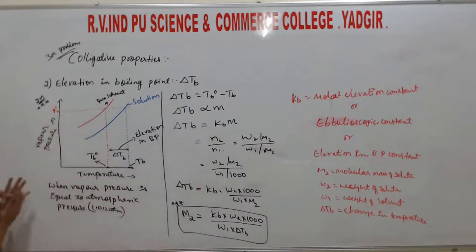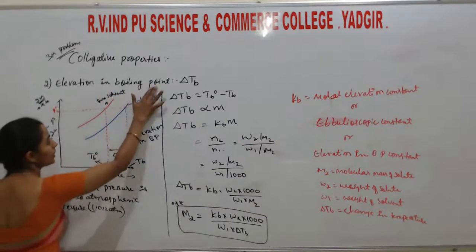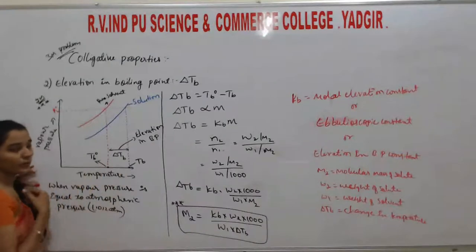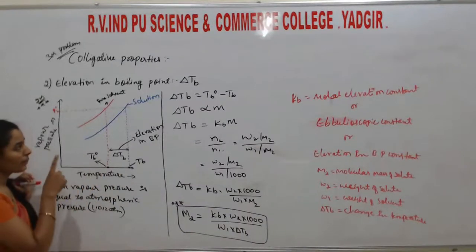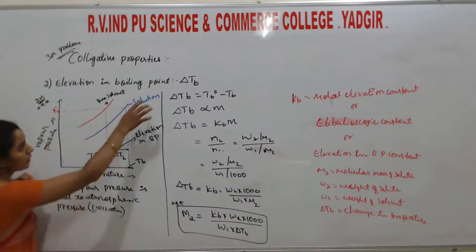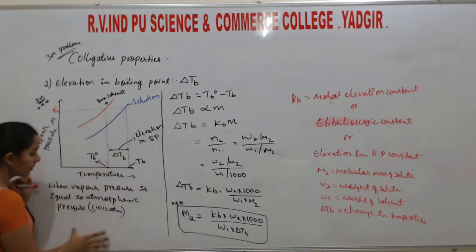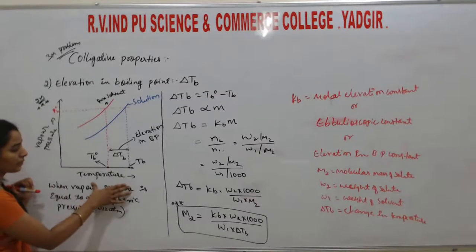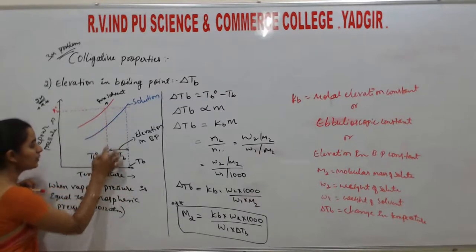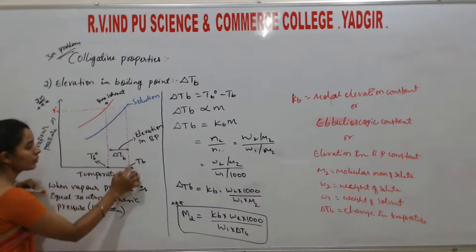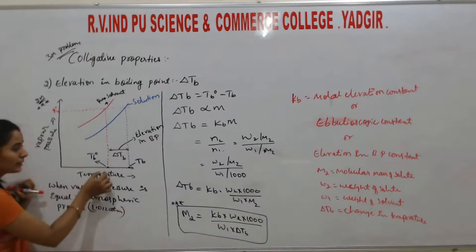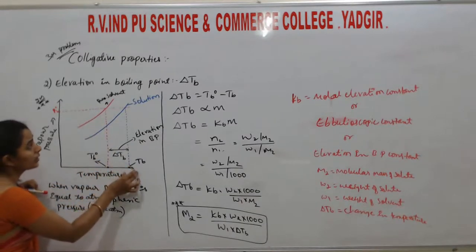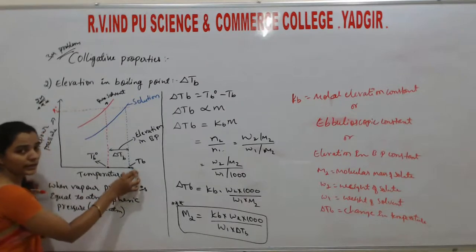Okay students, I'll explain once again. Elevation in boiling point means the increase in the temperature of the boiling point of the solution compared to the solvent, that is called delta Tb. This is the graph that shows the elevation in boiling point. This is vapor pressure versus temperature. If you draw it, the pure solvent boils at a lower temperature and the solution boils at a higher temperature.